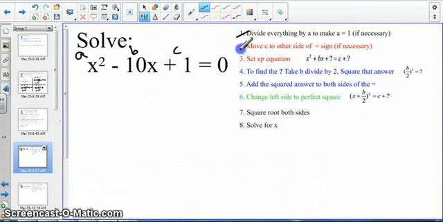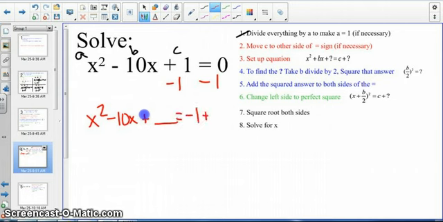Step 2 says move c to the other side of the equal sign if necessary. C, we want that to be all by itself. So I'm going to subtract 1 from both sides. Now I'm going to set up my equation. X squared minus 10x plus something equals negative 1 plus something.